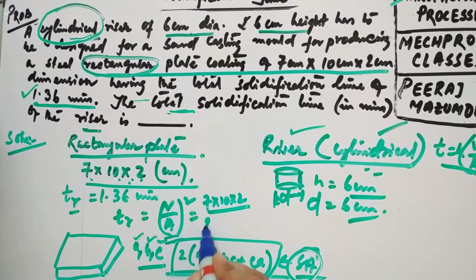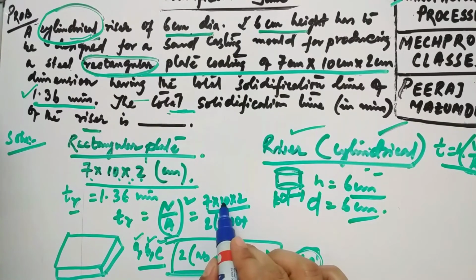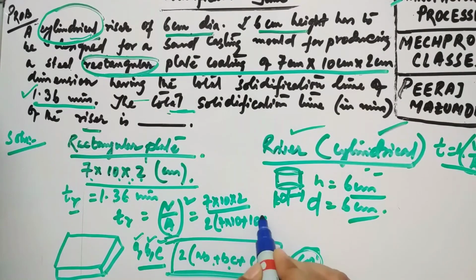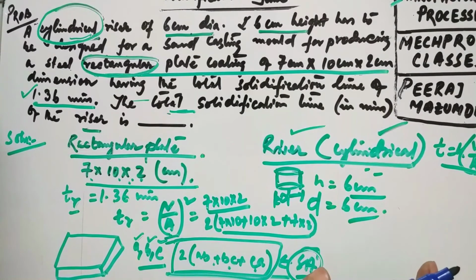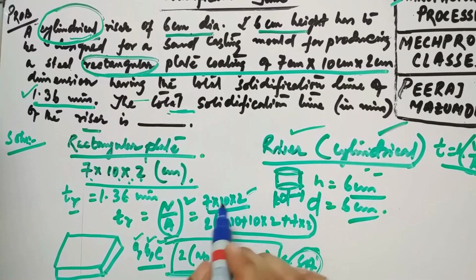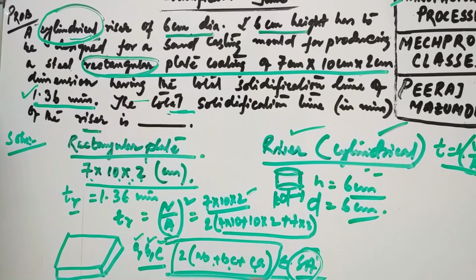So you can write 2 into (7 into 10 plus 10 into 2 plus 7 into 2), that is AB, BC, CA. That will be your surface area, and this will be your volume. These are simple things you have to remember, that will be okay for you. Now here I missed the K, so this will be the K.